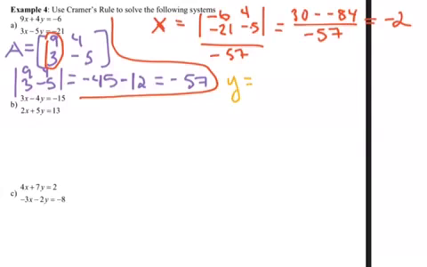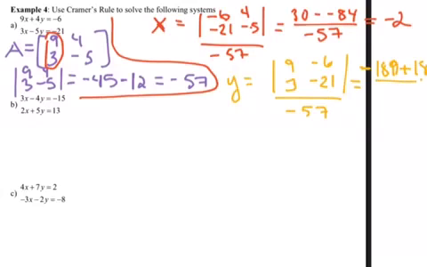Okay, now the y variable, instead of replacing the 9 and the 3 this time, I'm going to replace the 4 and the negative 5 with the negative 6 and the negative 21. And divide that determinant by the negative 57. So I've got 9 times negative 21, which is negative 189, minus negative 6 times 3 is negative 18, so that's going to become plus 18 over negative 57, and I get 3. So my point of intersection, my solution to this one is negative 2, comma 3.